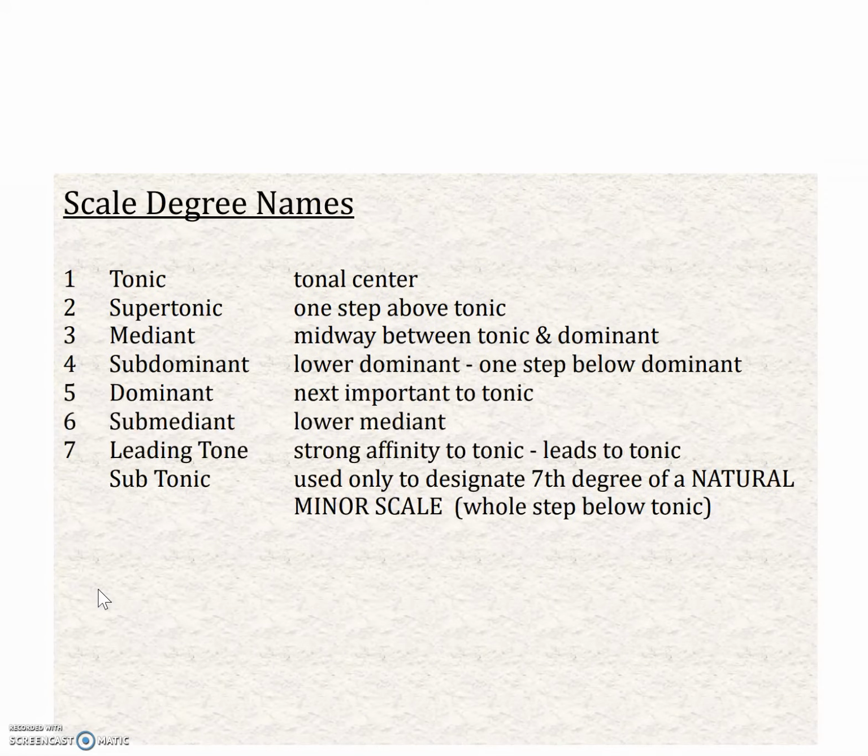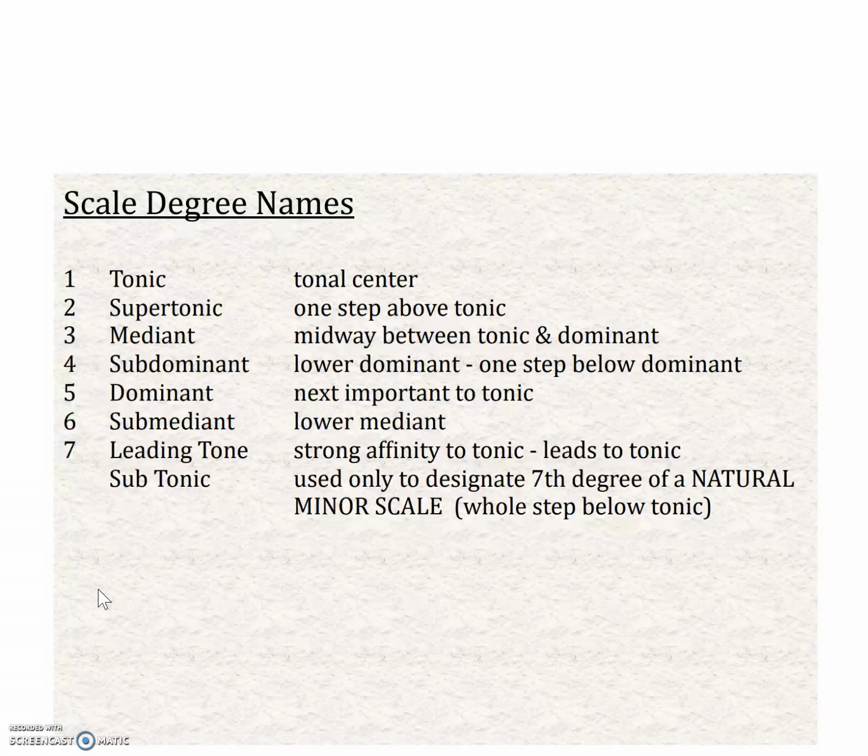So let's talk about the names of scale degrees, okay? Because I've been sort of generally talking about it, but a scale degree is the number of each note in a scale. So C would be 1, D would be 2, E would be 3, and so on and so forth. But these all have a name and therefore a function in harmony, which we will get to. So the first note is called the tonic. We'll talk a lot about the tonic, and it's the tonal center.